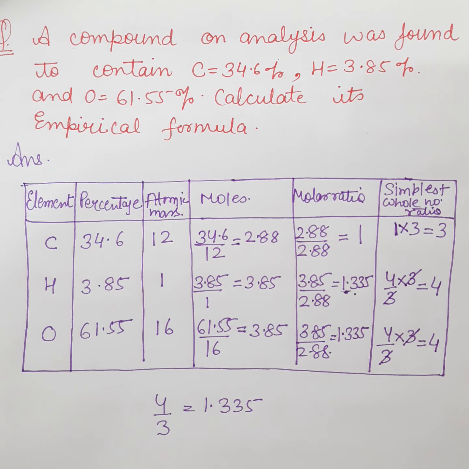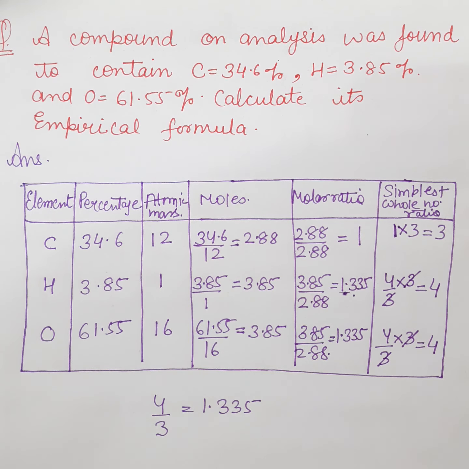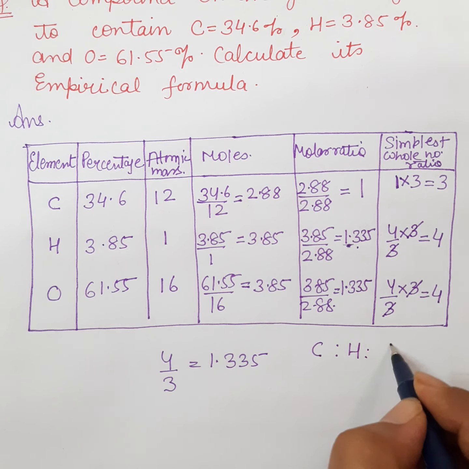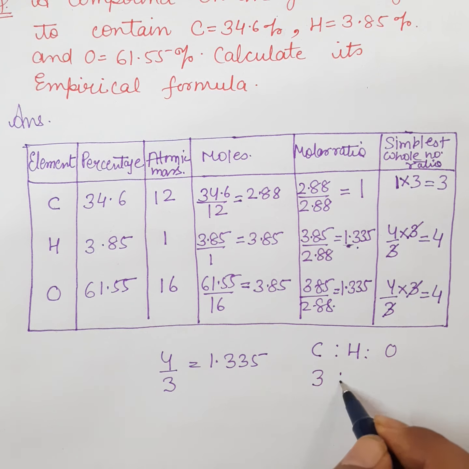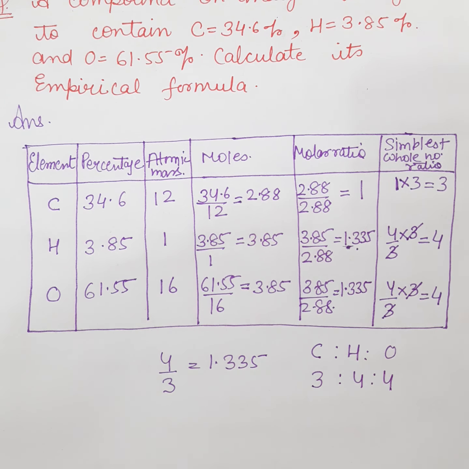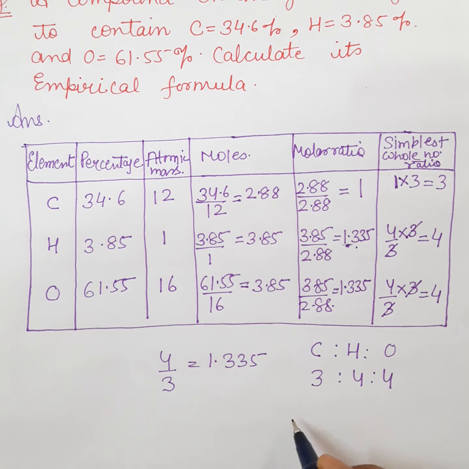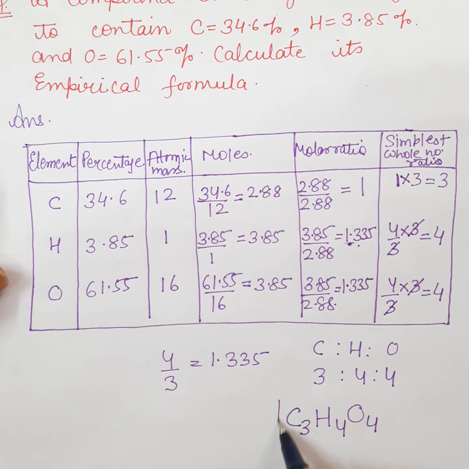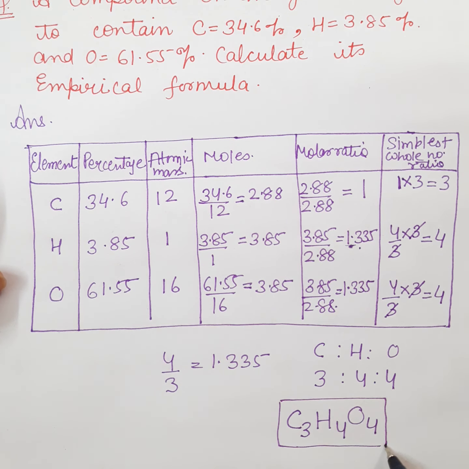So students, in this question, the ratio of carbon, hydrogen and oxygen comes out to be 3 is to 4 is to 4. By this you can write the empirical formula. First of all you write the symbol of the compound, that is C, after that how much? That is 3. After that hydrogen 4, O4. So students, this is known as the empirical formula.